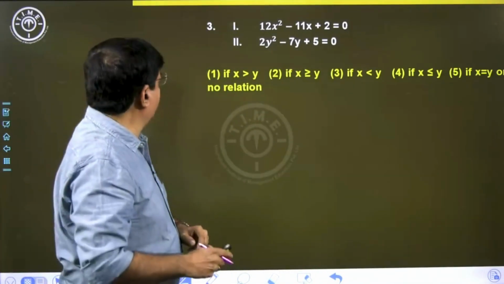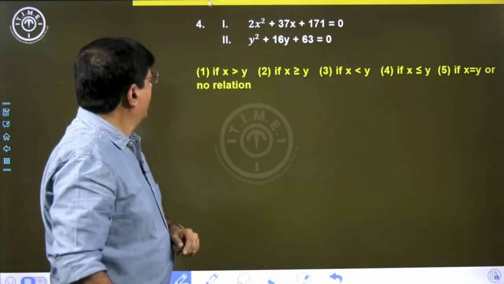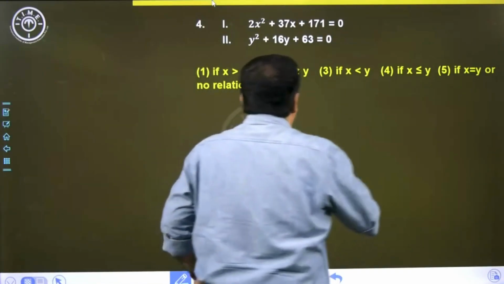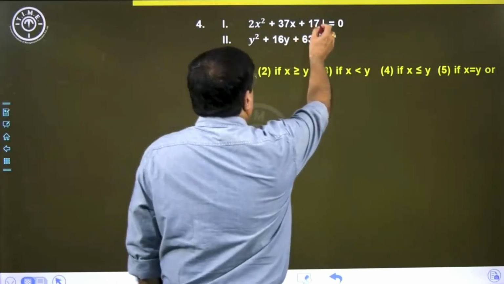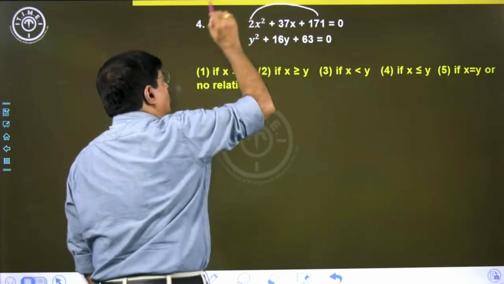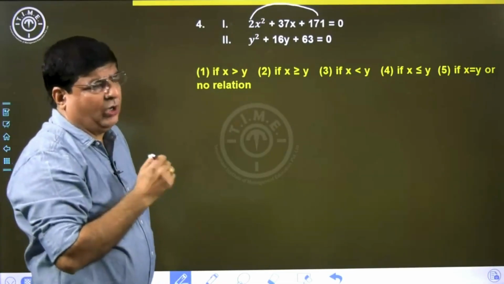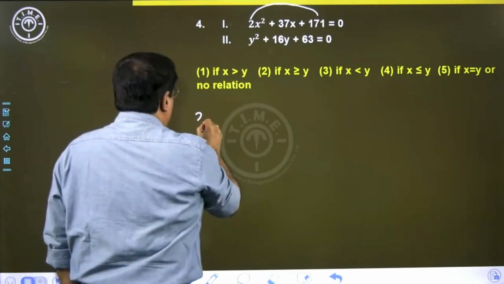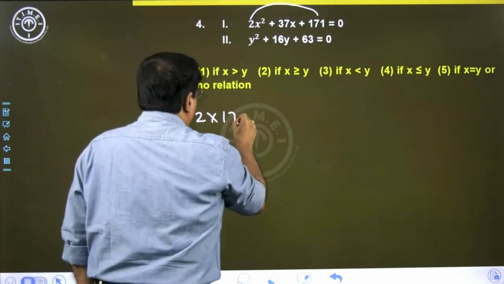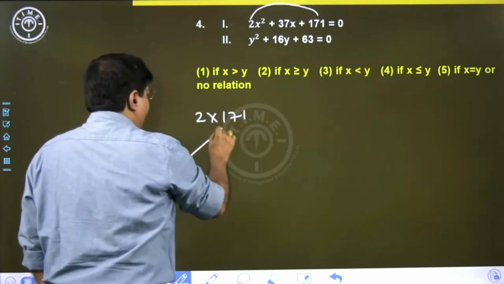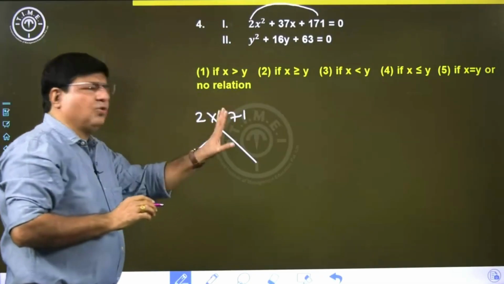Let's go to the next question. Question number 4. Again same question here. What is the product here in the first equation? 171 into 2 is a bigger number, that is 342. I will just write it as 2 into 171 and leave it. This is equal to 342.